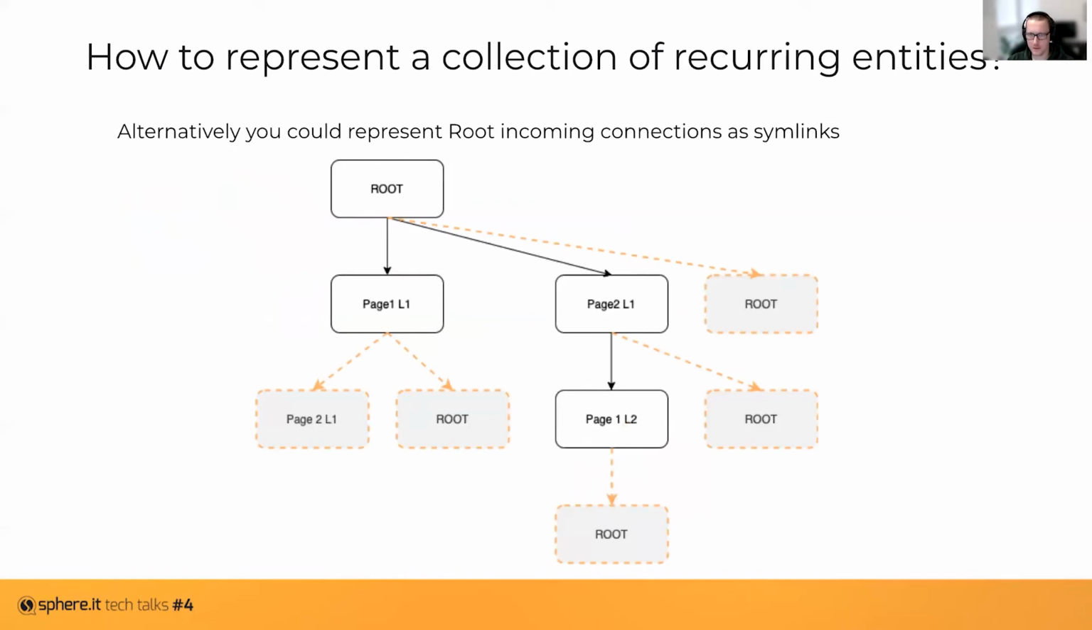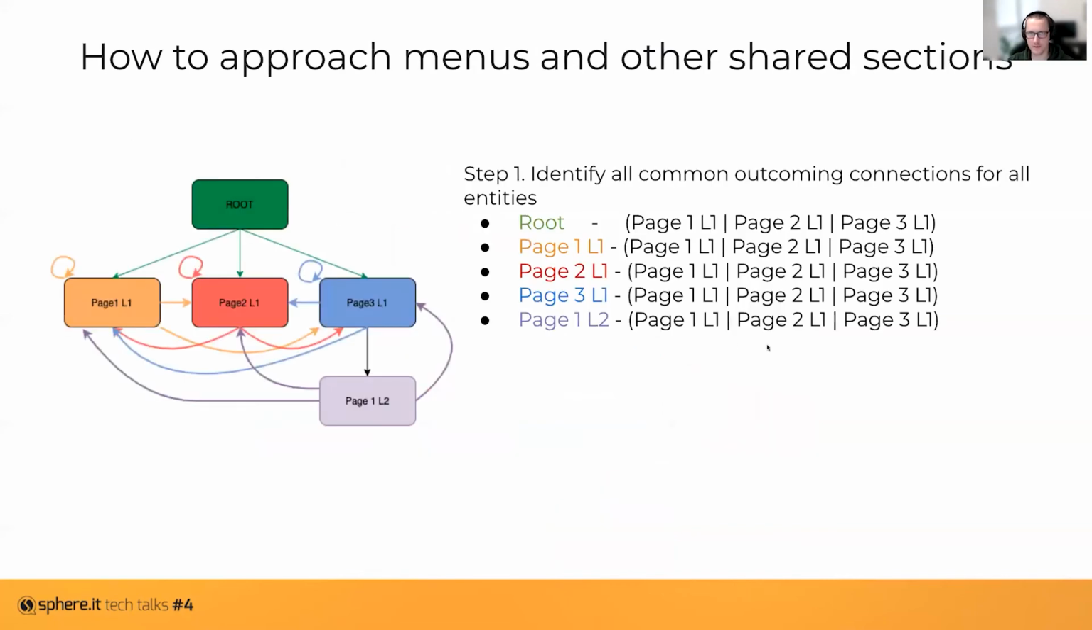Of course, we have alternatives here. Alternatively, you could use the same trick for the root element as we used for the page 2 level 1. So you can represent root incoming connections as symlinks. As you can see, they are marked also in orange, the same as the page 2 level 1 symlink. And on each element, we have a connection going back to the root element.